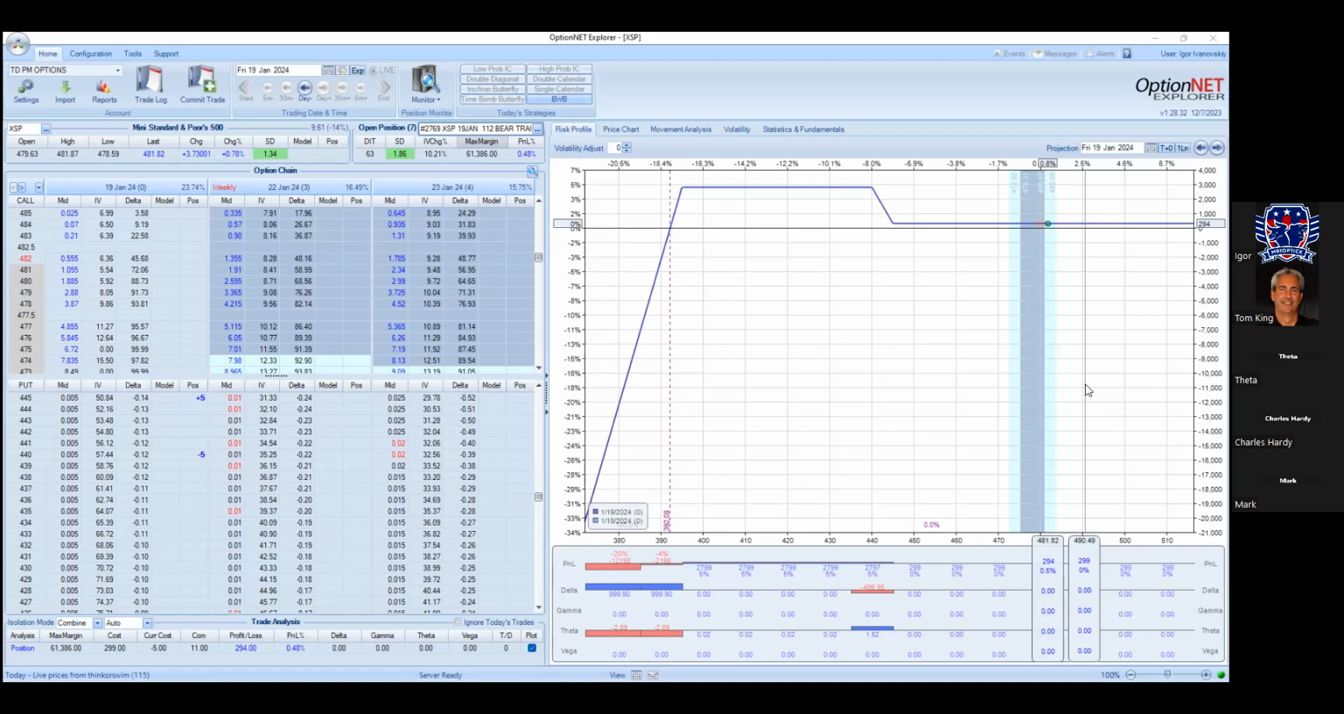A couple of questions here. Do we still trade broken wing butterflies, diagonals, and others? That's probably more, if these are directional trades, that's probably more towards things that we do within the active trader.